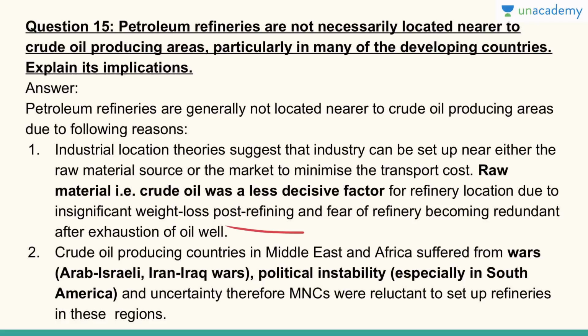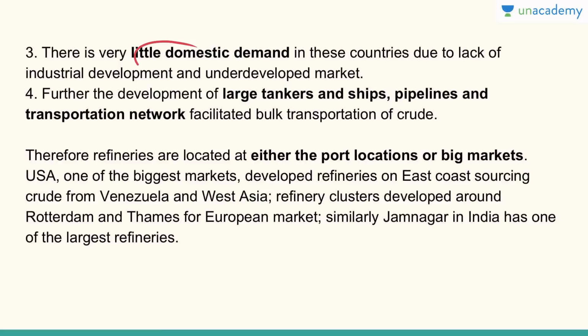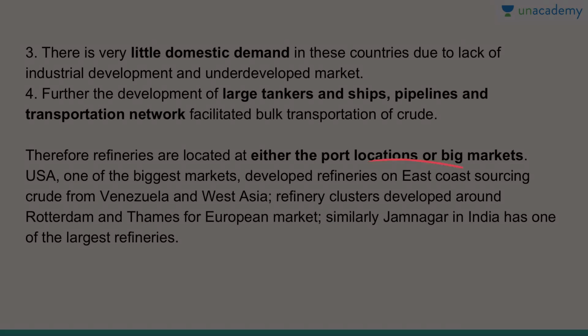Then the second point is that crude oil producing countries in the Middle East and Africa suffer from war and political instability, and therefore MNCs were reluctant to set up refineries here, and there is very little domestic demand in these countries due to lack of industrial development and an underdeveloped market. And further, the development of large tankers and ships, pipelines and transportation networks facilitated the bulk transportation of crude. So because of so much ease, why would you make it there anyway? Therefore refineries are located either at port locations or at the big markets. The USA, one of the biggest markets, developed refineries on the east coast, and they source crude from Venezuela and West Asia. They are also there around Rotterdam in the Netherlands, the Thames for London for the European market, and Jamnagar in India.